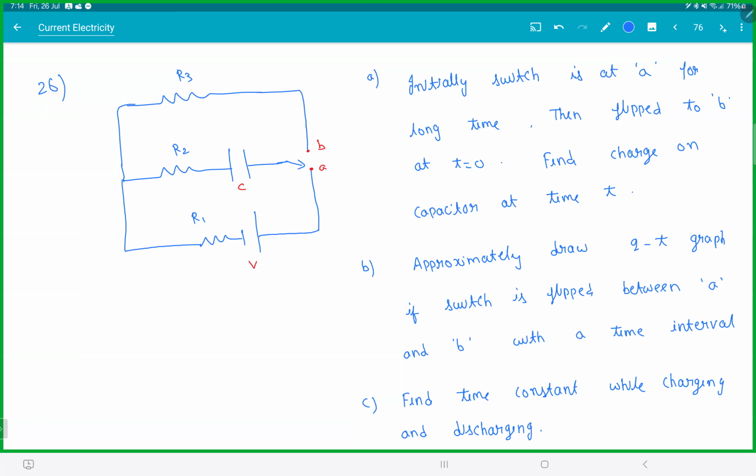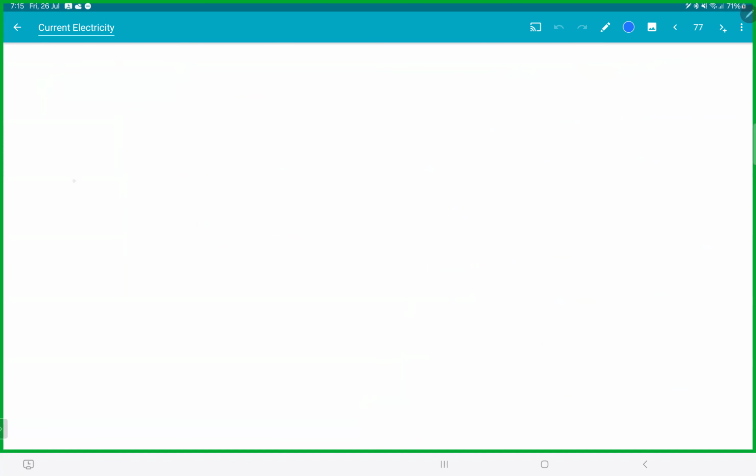Let's see an approximate graph. Let's see the first one. Initially, when it is at A, it is fully charged. So this capacitor will have a charge Q. Q would be CV. That doesn't depend on R1 in this case.